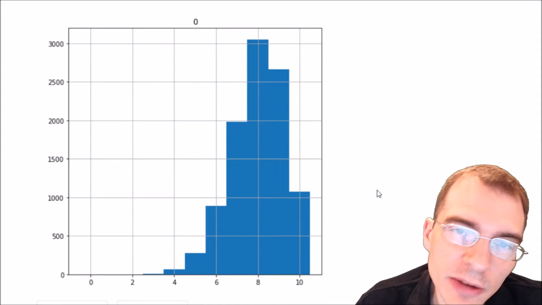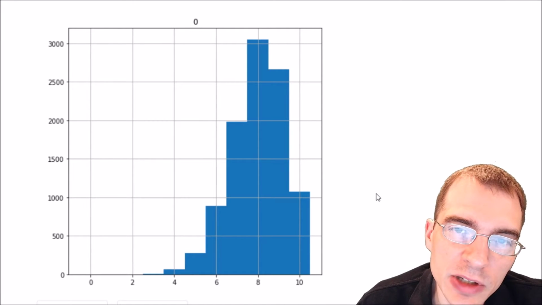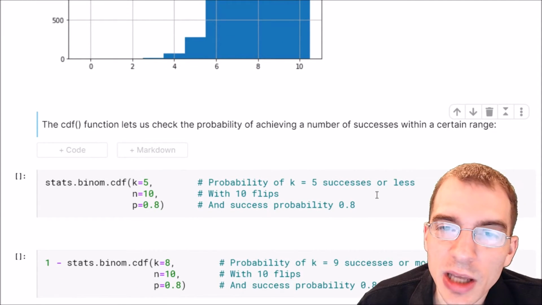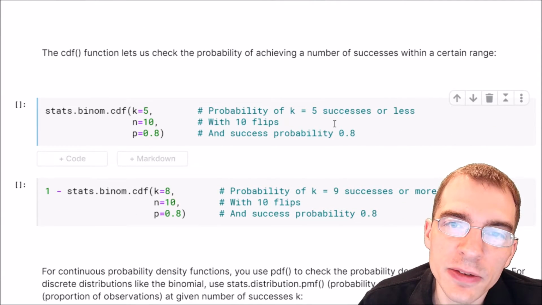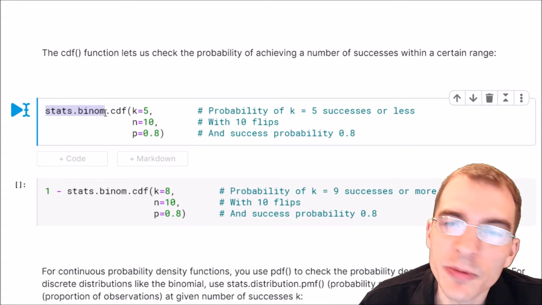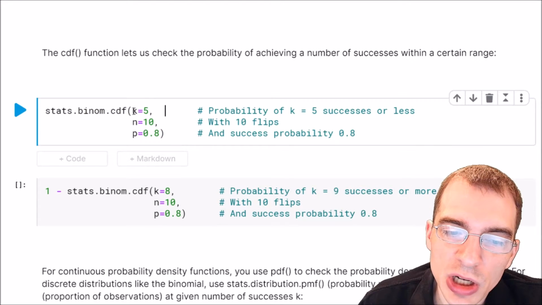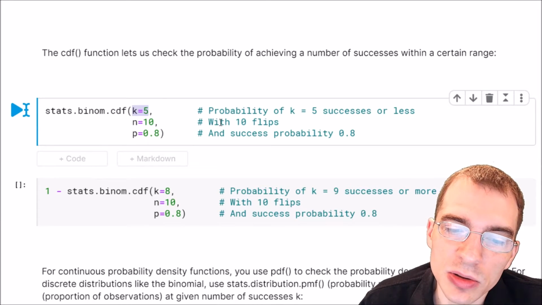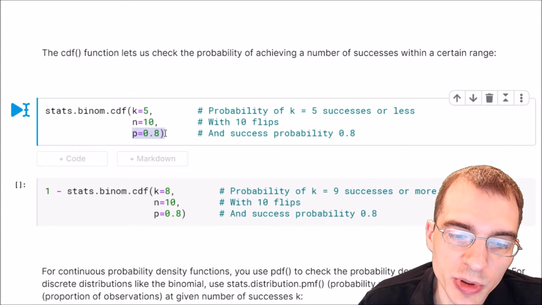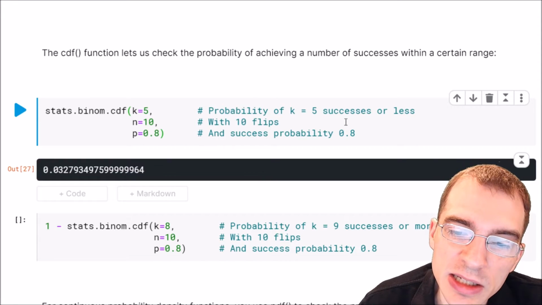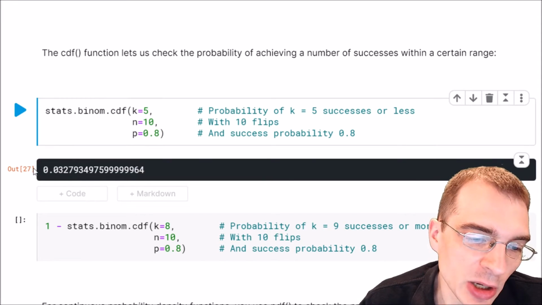With the .cdf function, we can check the probability of getting less than a certain threshold of successes. So if we wanted to check that probability of getting 5 shots or less, we could do that with .cdf. So stats.binom.cdf. We're going to check our k value here is going to be 5. So we want to check for 5 successes or less. And again, we're just going to set up 10 trials and a probability of 0.8. So when we run this, we see the chances of getting 5 shots or less if you're an 80% free throw shooter is about 3%.